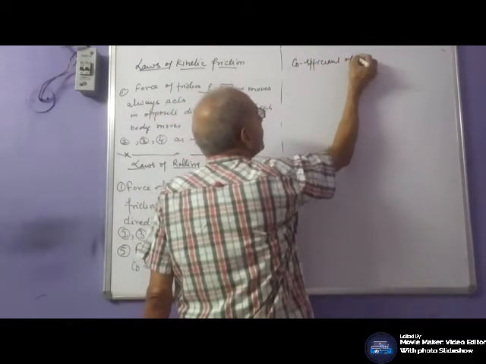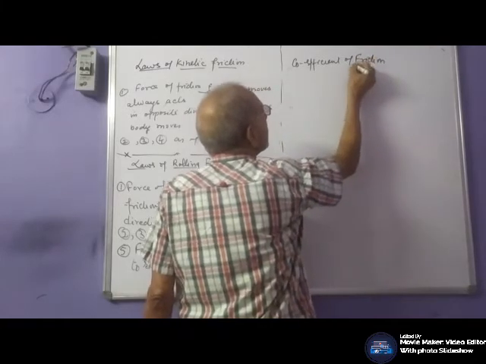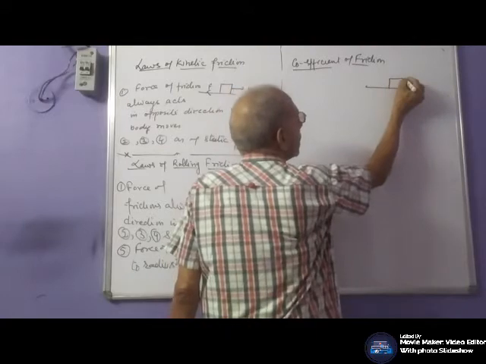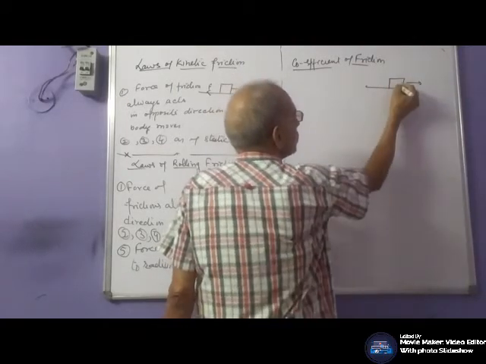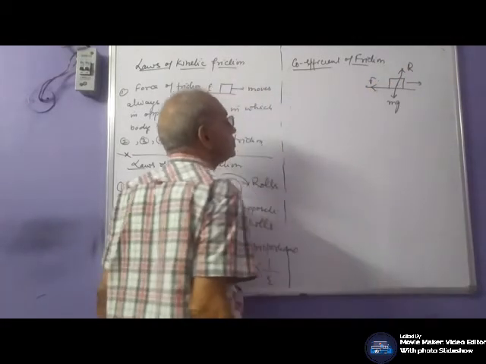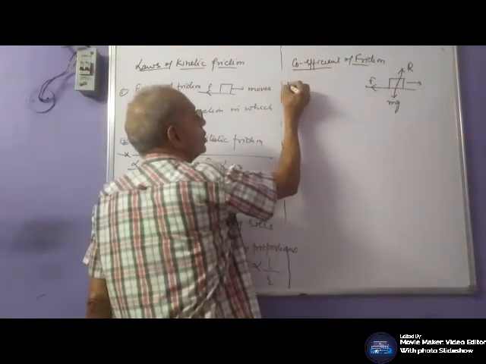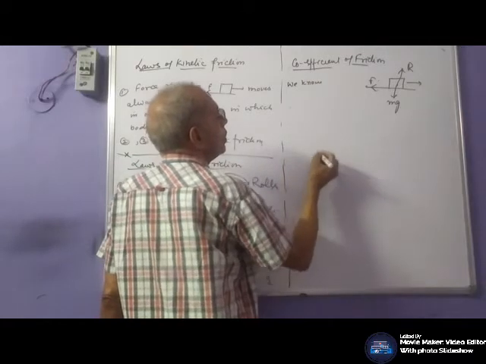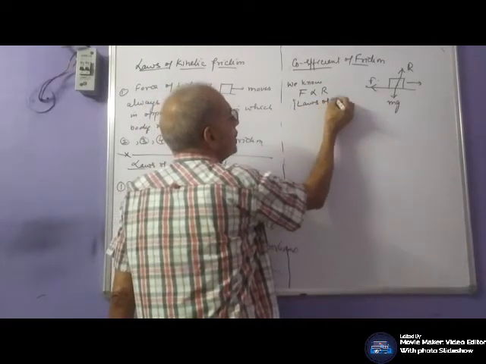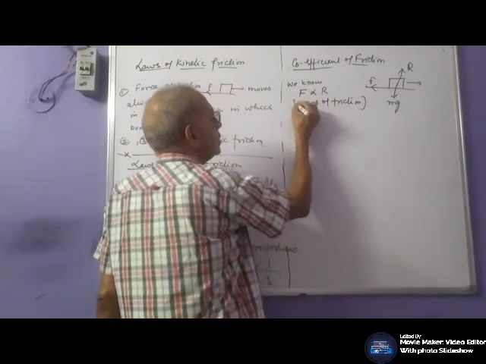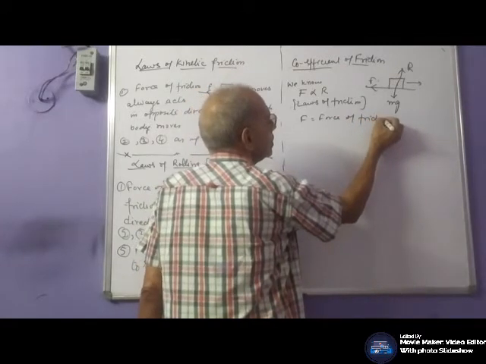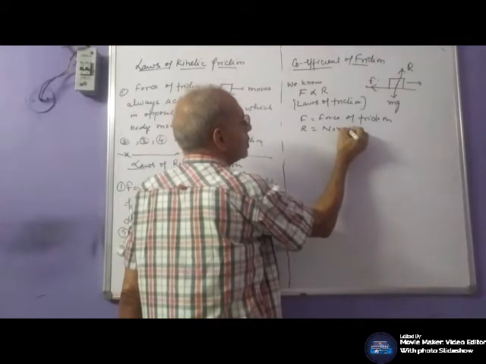Coefficient of friction. Body, another body, motion, weight, normal reaction, force of friction. We know F directly proportional to R, laws of friction, where what is F? Force of friction. What is R? Normal reaction.